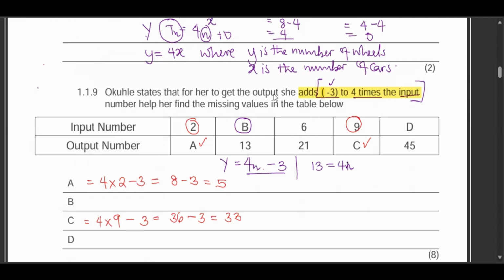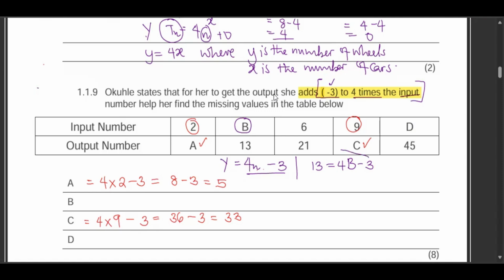Actually, let me put here 4B, because our n in this scenario is B. So 13 equals 4B minus 3. Here it simply means there's a number they multiply by 4, they subtract 3, they get 13. What number could it be? So simple. In your brain, you know very well, 4 times 4 is 16. 16 minus 3, you get 13.